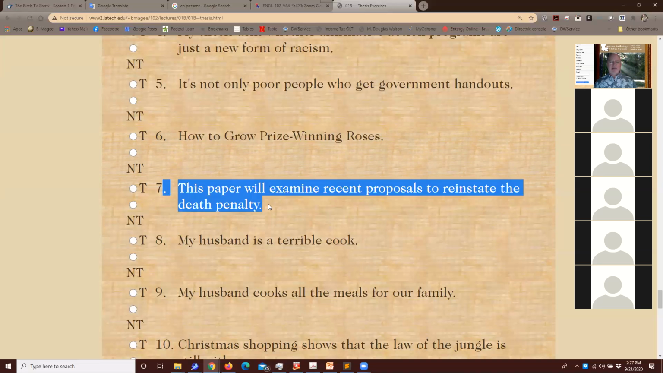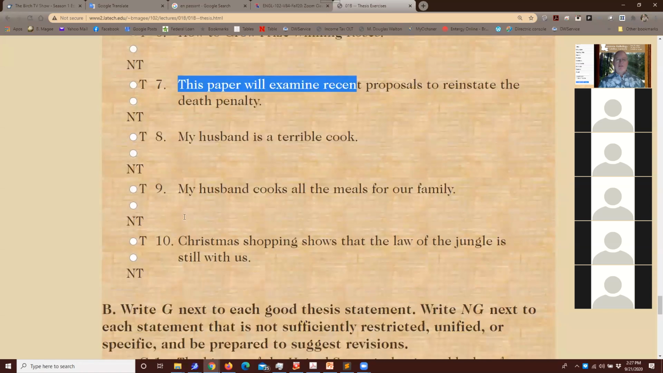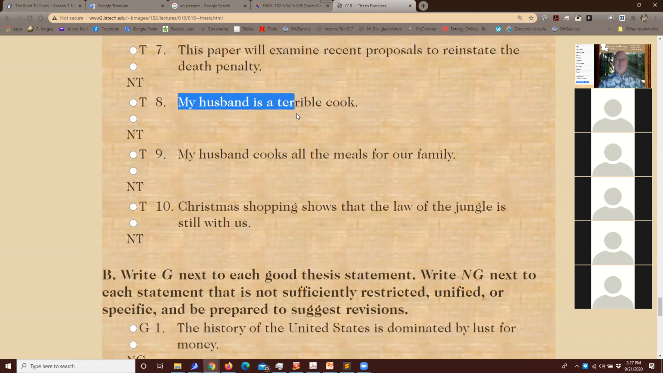Hickman, number 7. "This paper will examine recent proposals to reinstate the death penalty." I would say that's not a thesis because it's announcing what the paper will be about. Right. It's an announcement of the subject. So, "Lobbying is underway to reinstate the death penalty," something like that. Whatever it is that they're doing to try to, and by the way, it was reinstated decades ago. One of these days I'm going to update this.